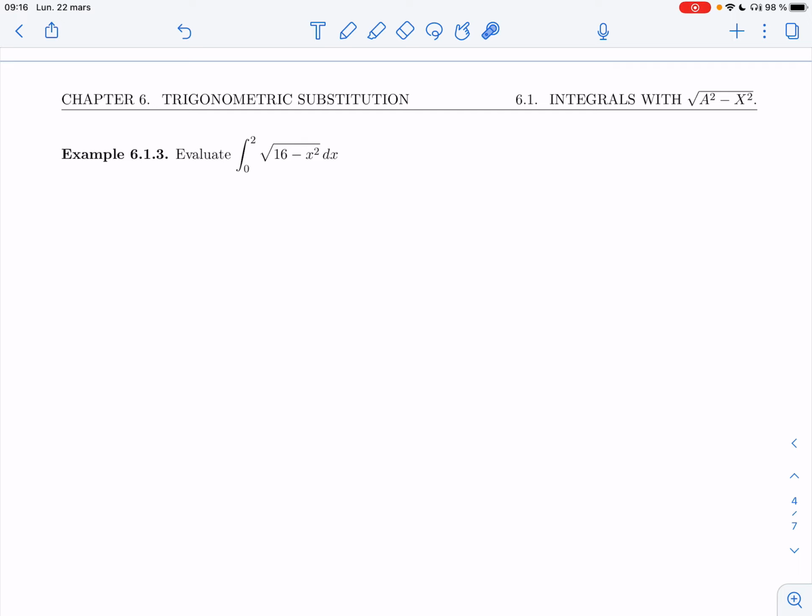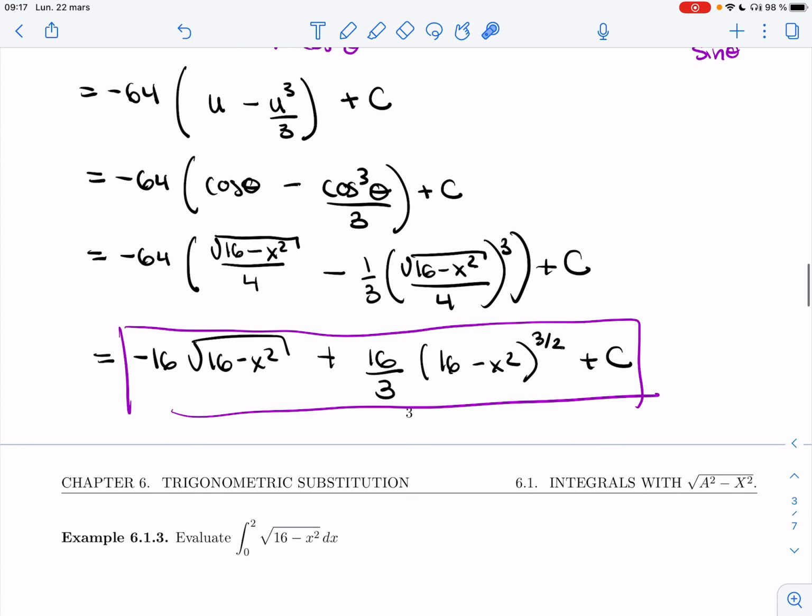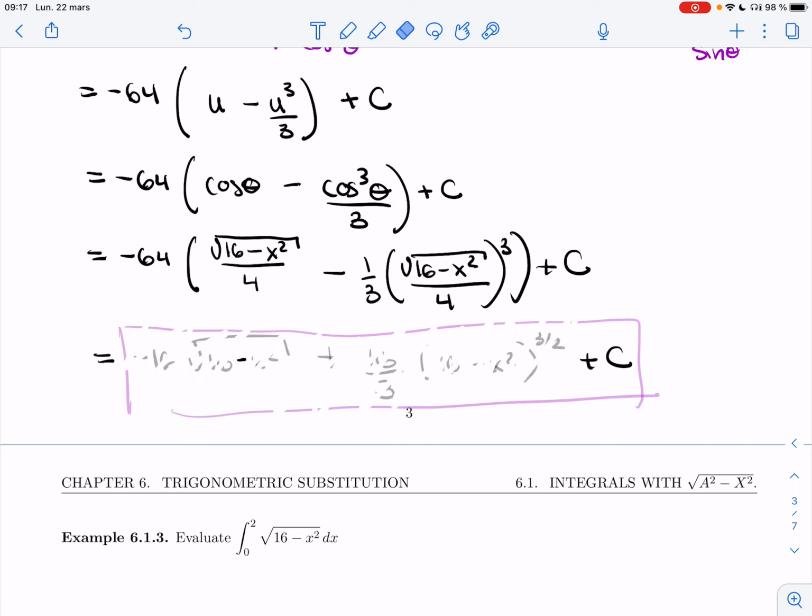Welcome back. In this video, we'll be looking at example 6.1.3. We're going to evaluate a definite integral with the type of square root we've been looking at. But before we do that, at the end here, I made a small mistake. So this is what I presented to you, but I forgot that the cube applied to the 4 as well. So let me erase the very end and redo it correctly.